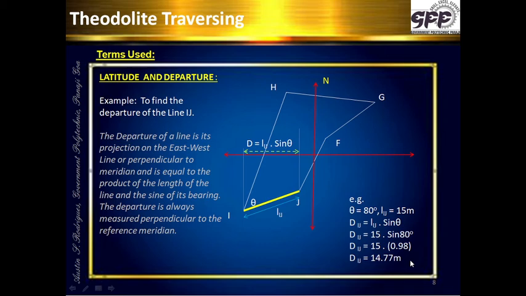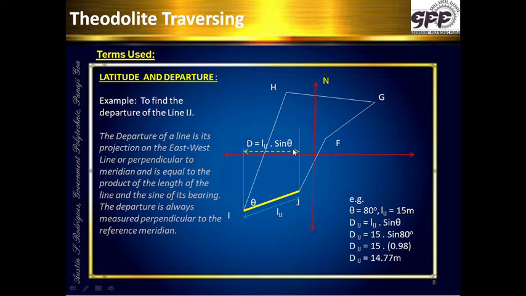Let us take another example, line IJ. Where would be the departure of this line IJ? Obviously, it would be on the horizontal axis on top. So when we see it from here, we see the projection over here. The departure of the line IJ is given by IJ sine theta.